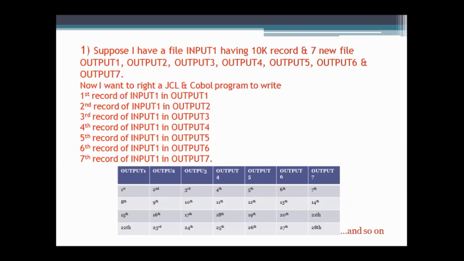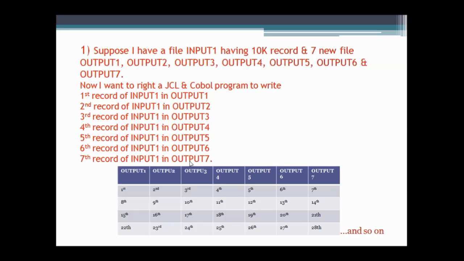This is the first question, and they're asking: suppose I have an input file, input1, having 10k records, and 7 new output files, output 1, 2, 3, 4, 5, 6 and 7. Now I want to write a JCL and COBOL program to write the first record of the input file to output 1, second to output 2, third record of input 1 to output 3, fourth to output 4, fifth to output 5 and so on till 7th to output 7.